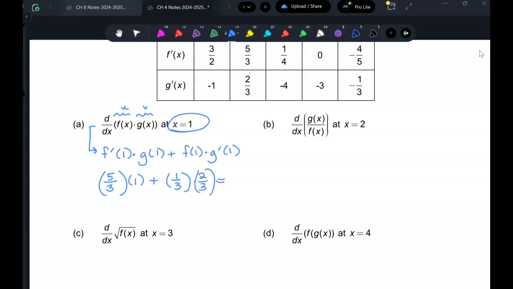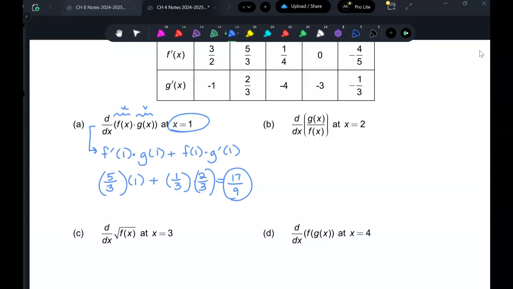Okay, so I have 5/3 plus 2/9. Oh no. Well, 5/3 would be 15/9, so 17/9. 17/9? Yeah.